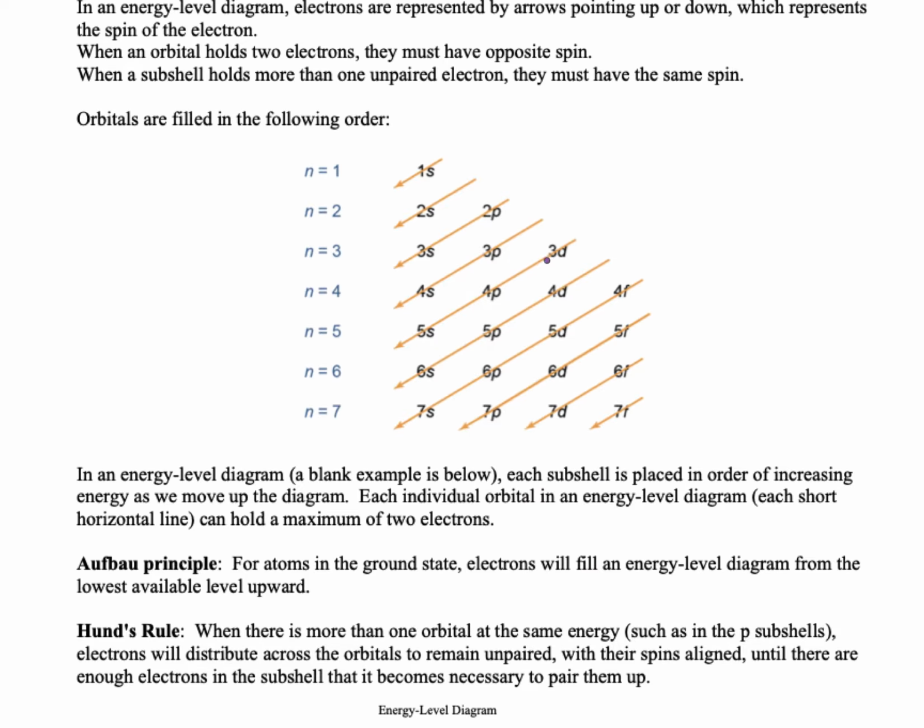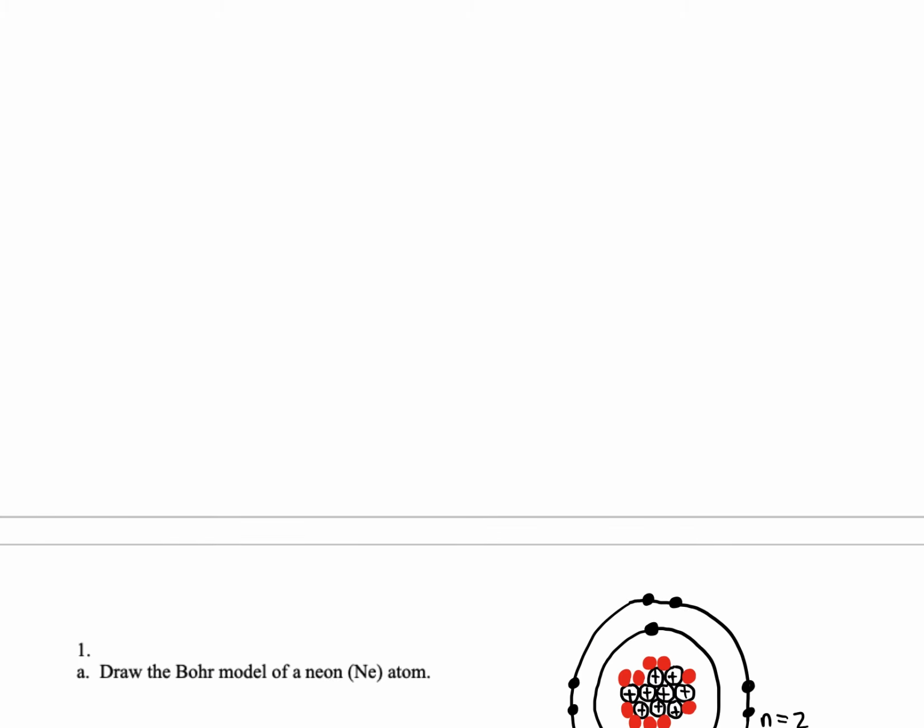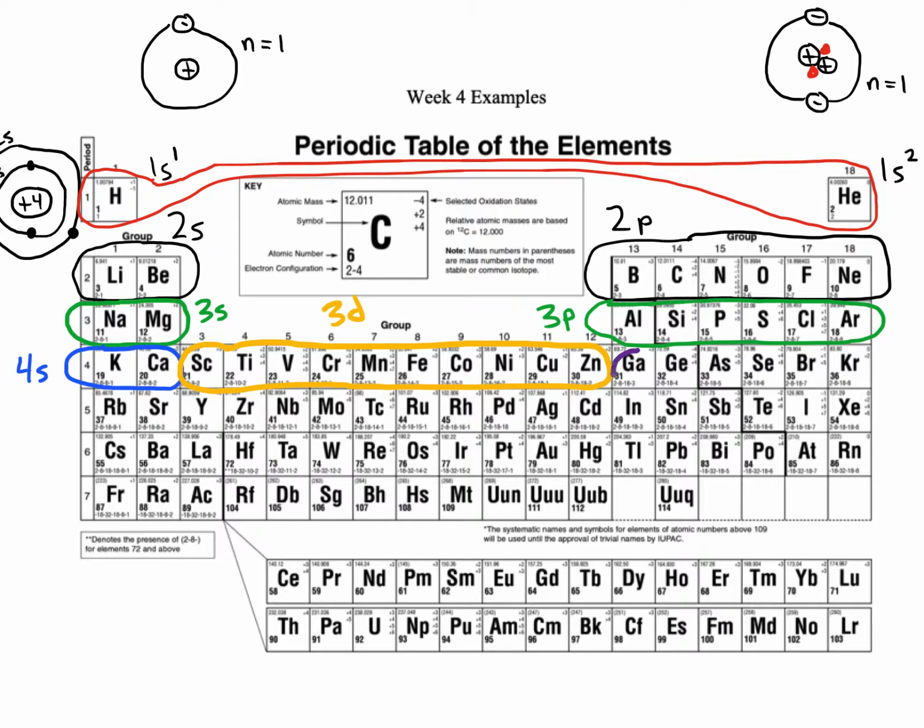So where do we go after that, after 3d? Well, according to this diagram, we will now start to fill the 4p subshell, and that is going to correspond to these elements here, gallium through krypton. That is 4p. Okay, so that is our goal, is to fill these electrons one step at a time, and we'll do so in what's called an energy level diagram.